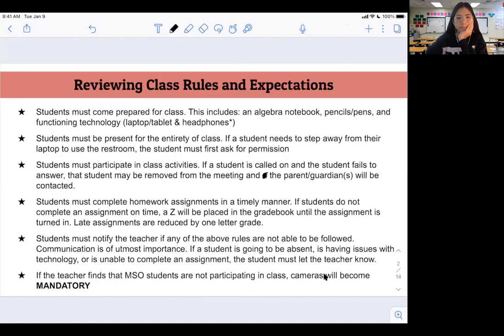Students must complete homework assignments in a timely manner. If students do not complete an assignment on time, a Z will be placed in the gradebook until the assignment is turned in. Late assignments are reduced by 1 letter grade. Perfect. So see, that was me testing out bullet point number 3. So Sophie passed the test. I'm not kicking you out today.